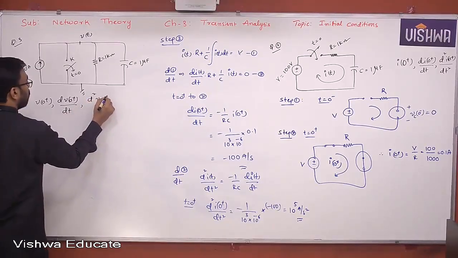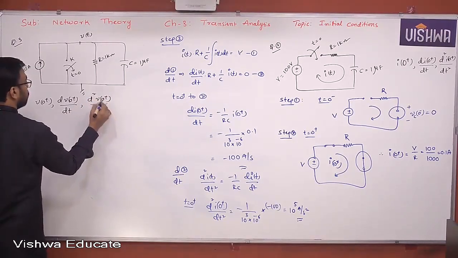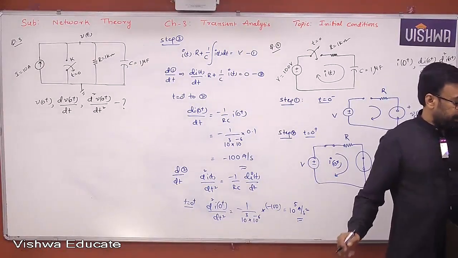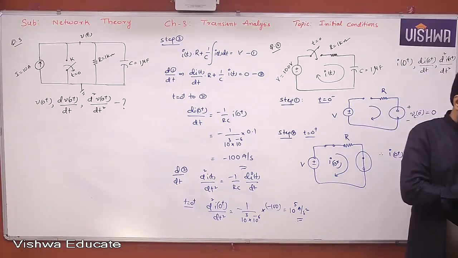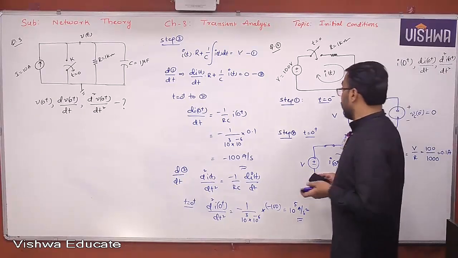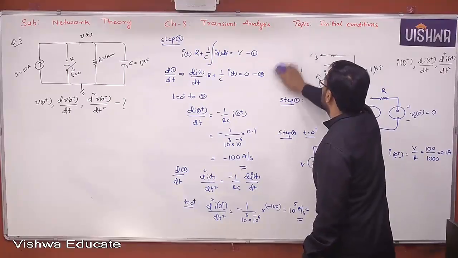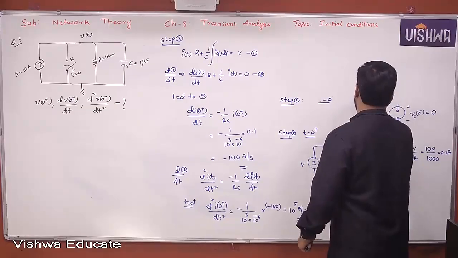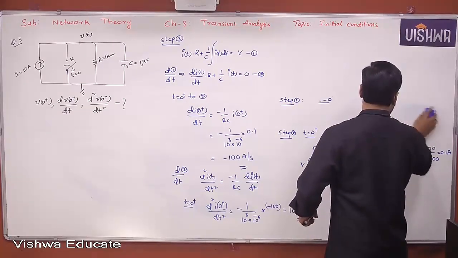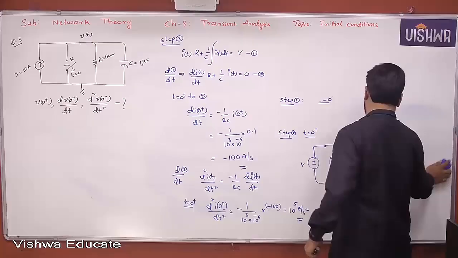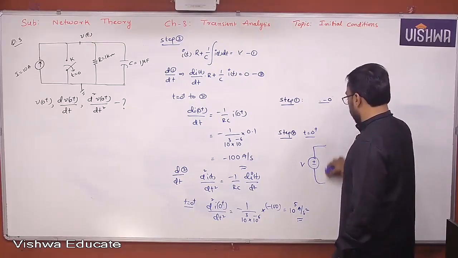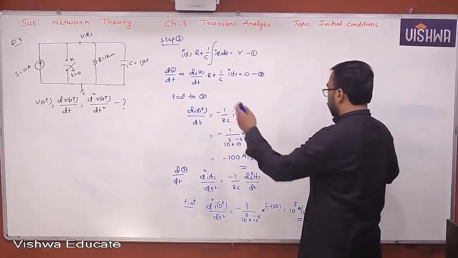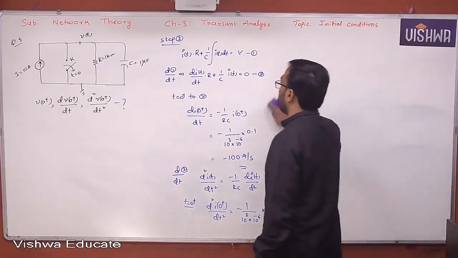D square V of 0 plus by dt square. Classroom workbook, question number 3. Now there is a parallel circuit. That's a parallel circuit.